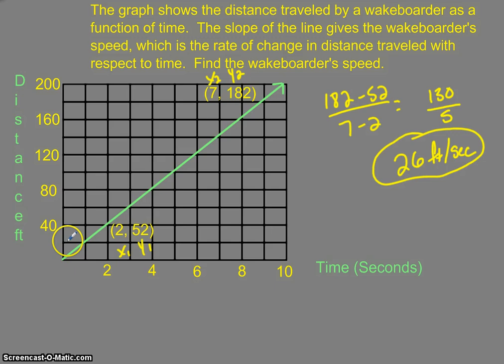So anytime I'm dealing with feet and seconds here, the slope is always the speed. Now you'd never have in real life a constant rate of speed for a wakeboarder. It's going to be changing and fluctuating. But just for learning about slope, it's going to be a constant thing here. So 26 feet per second is how fast the wakeboarder was going.